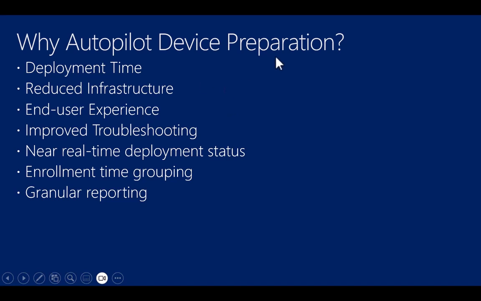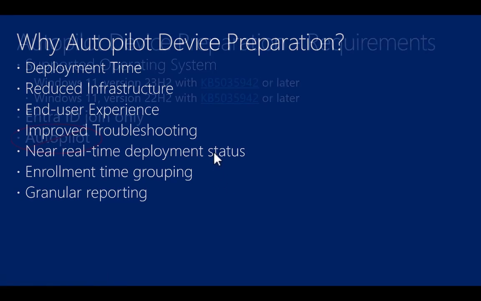Then finally, why autopilot device prep? Well, the deployment time. Same reasons that you would have for autopilot in general: deployment time, reduced infrastructure, end user experience, troubleshooting, and so on. One thing is near real-time deployment status. You'll see a different way that we will show you deployment status. Another one that's really important is this thing called enrollment time grouping. I'll show that to you. There is also more granular reporting that comes with autopilot device prep.